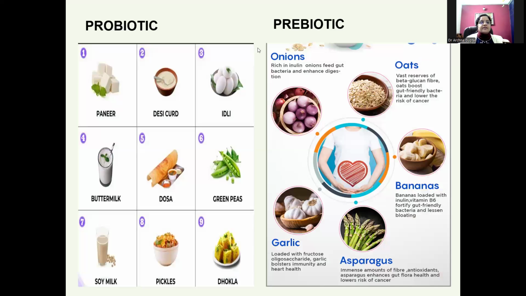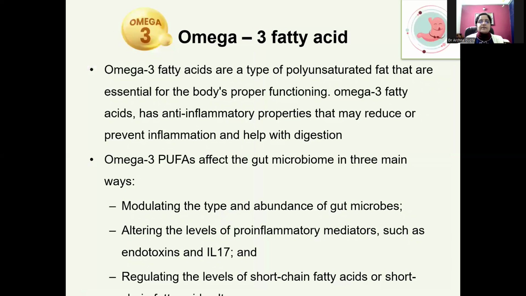Here, one picture is there where probiotics and prebiotics are shown. Like you can see, paneer, desi curd, idli, buttermilk, dosa, green peas, soya milk, and pickles, as well as dhokla, are rich in probiotics, and onions, oats, garlic, banana, as well as asparagus have prebiotics naturally in them.